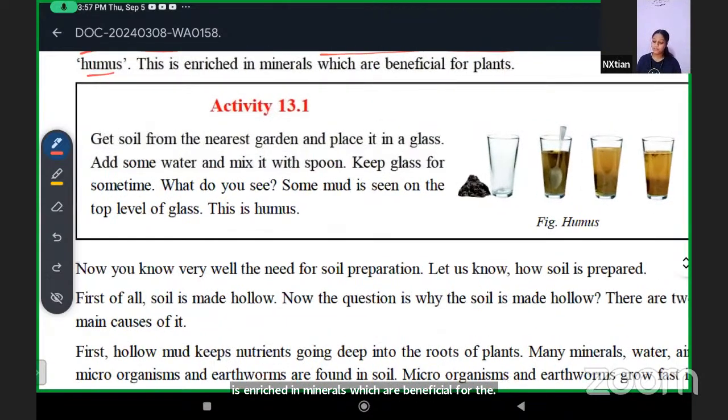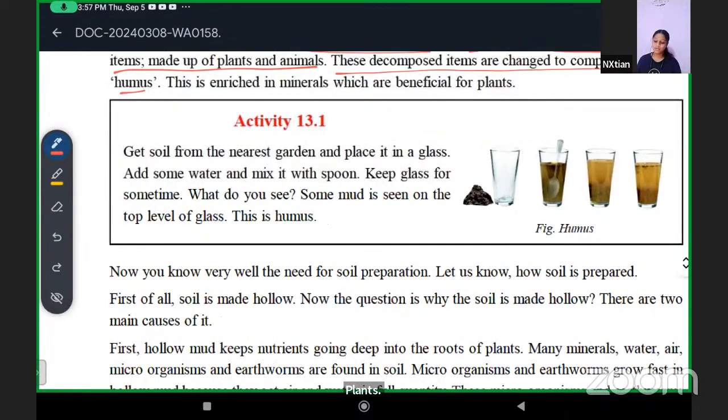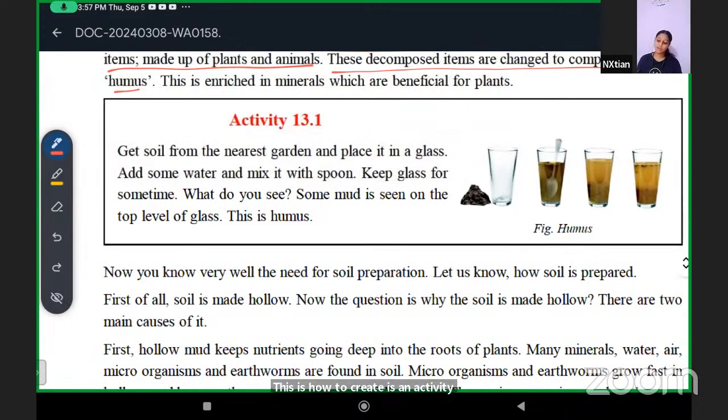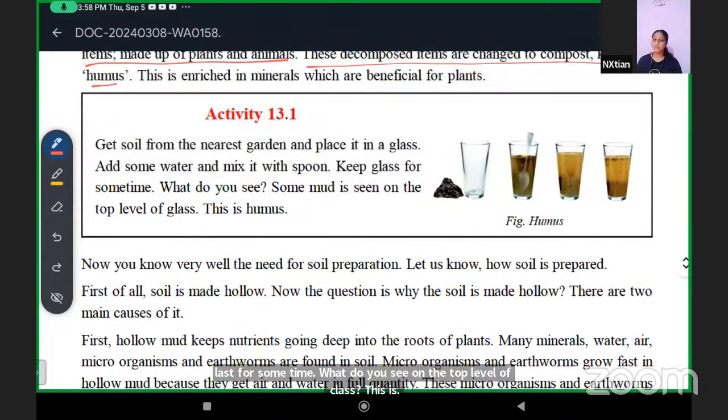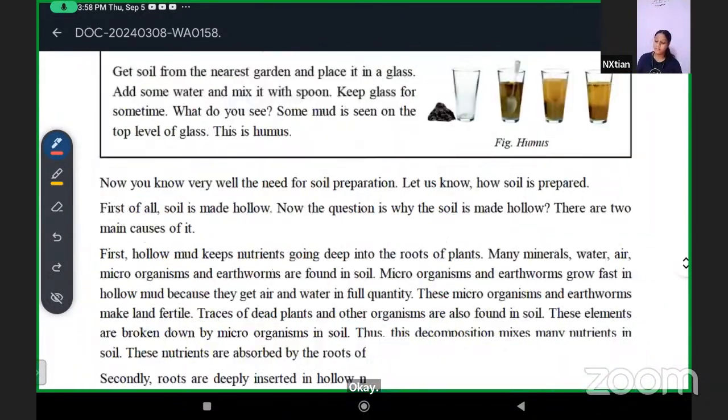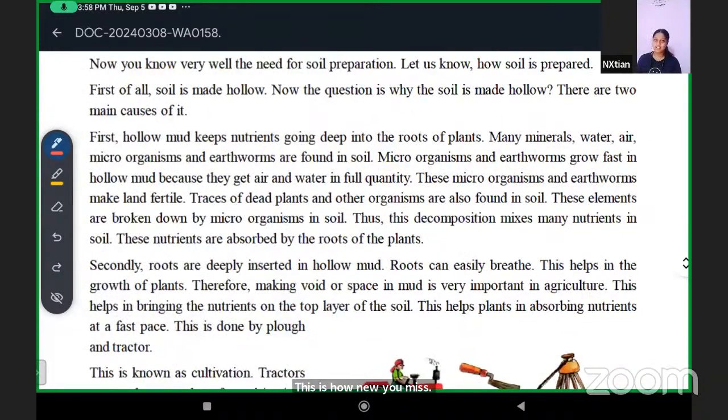This is how to create humus, an activity on how to create it. Get soil from the nearest garden and place it in a glass, add some water and mix it with a spoon. Keep the glass for some time. What do you see? Some mud is seen on the top level of the glass. This is humus. This is how humus is prepared. We can prepare it and see for ourselves.